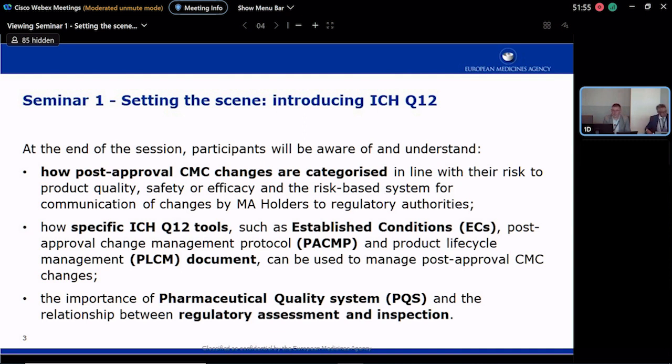At the end of the session, in just over an hour's time, I hope that you will be aware of and understand a number of key principles. Firstly, how post-approval CMC changes are categorized in line with their risk to quality, safety, and efficacy. How specific ICH Q12 tools can be used in lifecycle management. Examples of these tools are established conditions, post-approval change management protocols, product lifecycle management documents. And finally, the importance of an effective pharmaceutical quality system and the importance of the relationship between regulatory assessment and inspection.